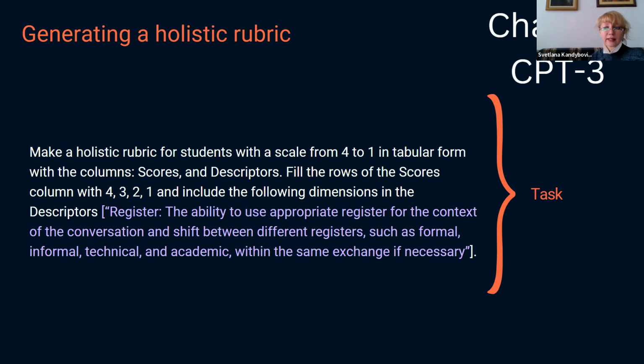If you label the scale with letters, then you will probably write a scale from A to F, in tabular form with the columns. Then you have to give the columns that you think should be there, for example, scores and descriptors. It can be something else. Fill the rows of the scores column with 4, 3, 2, 1, and include the following dimensions in the descriptors. And here you paste your dimensions that you've picked based on your can-do statement. So that's the task.